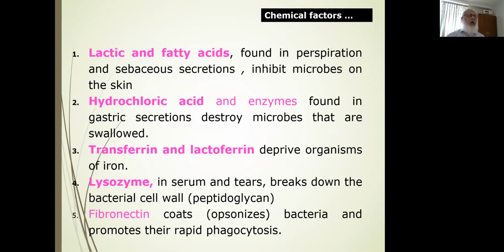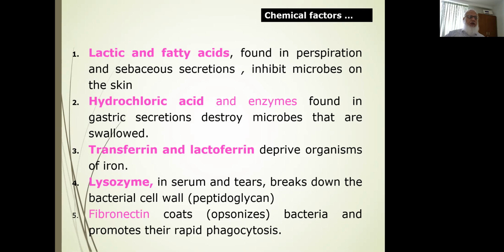Chemical factors: lactic acid, fatty acid. Lactic acid found in perspiration and sebaceous secretion inhibits microbes on the skin. Hydrochloric acid and enzymes found in the gastric secretion destroy microbes that are swallowed. Transferrin and lactoferrin deprive microorganisms of iron. Lysozyme in serum and tears breaks down the bacterial cell wall.